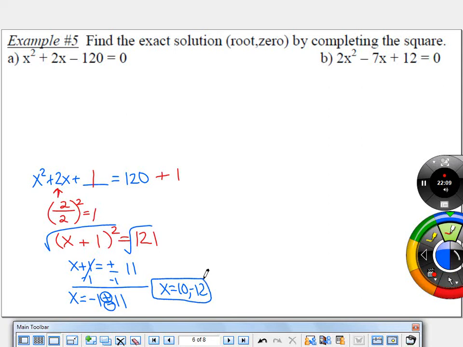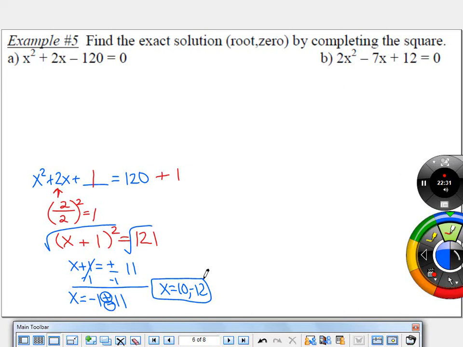I know that you could have gotten this answer much faster by factoring. Okay? Totally get it. And you can do that on a test. But I also want you to be able to do this. You'll see more places it's useful as we move through the unit. Okay? All right. What about part B? What would we do first?